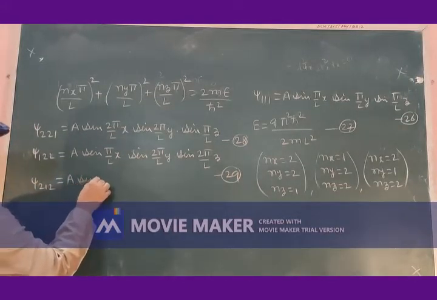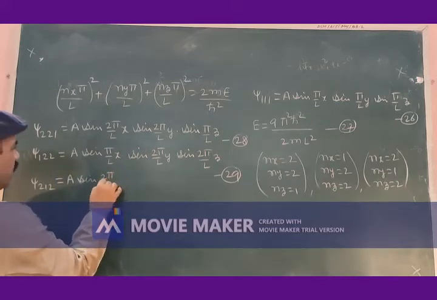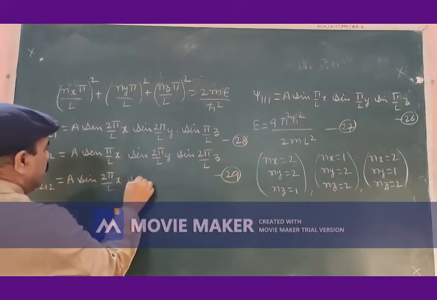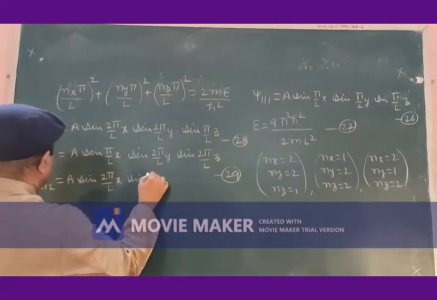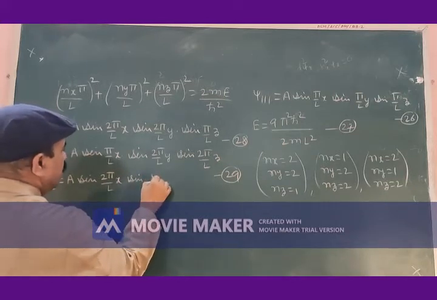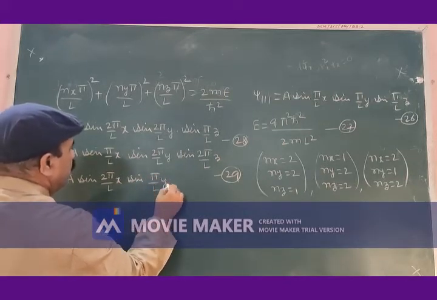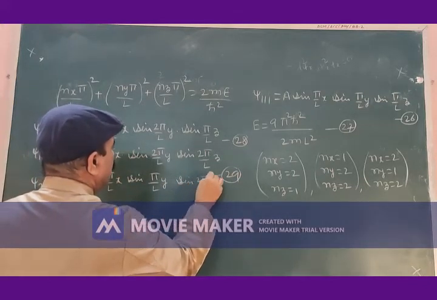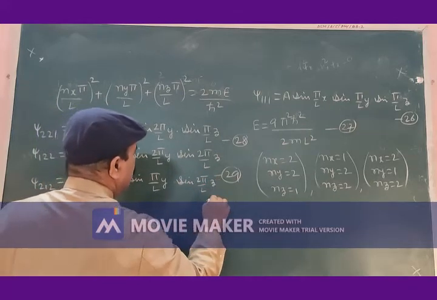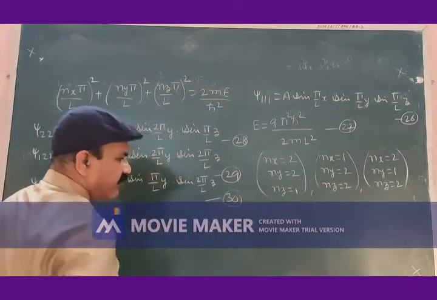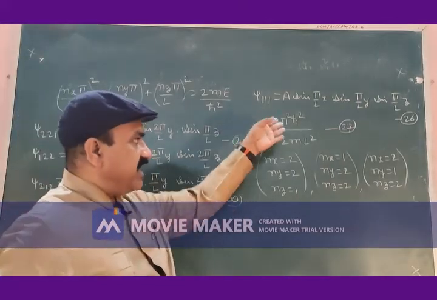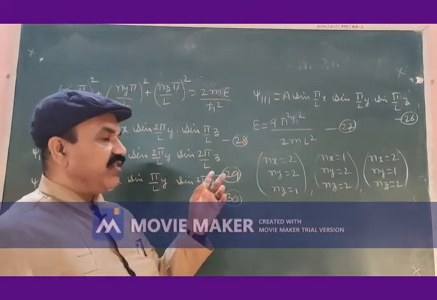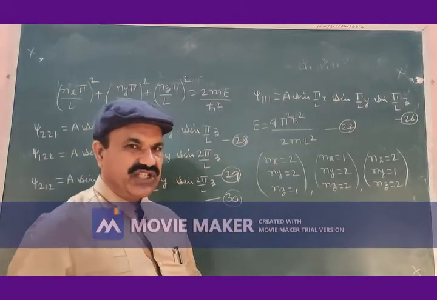A sine(2 pi by L into x), nx is 2 here, into sine, ny is 1 here, so pi by L into y, into sine(2 pi by L into z). Equation number 30. So this energy level is a degenerate energy level which has three quantum numbers nx, ny and nz.